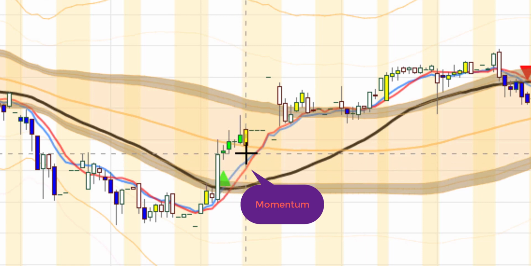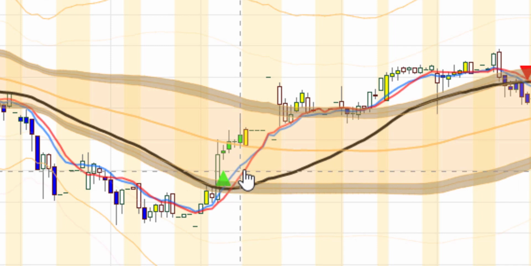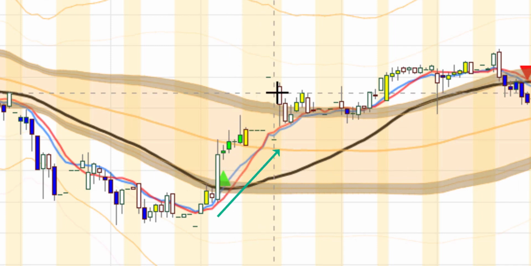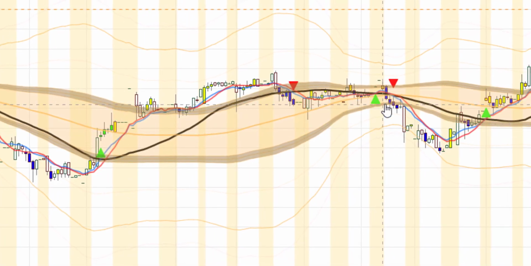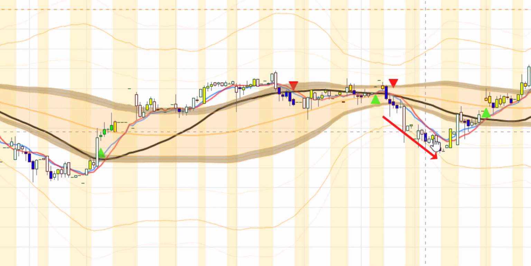If the blue line, the compass, is above the red line, it says it's an upward momentum. You're going towards that true north. If the blue line then falls under the red line, the momentum, we now have a negative momentum. We have a downward momentum.